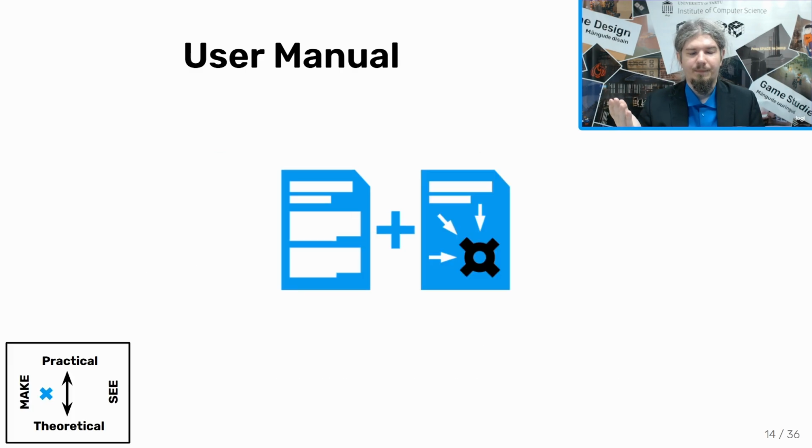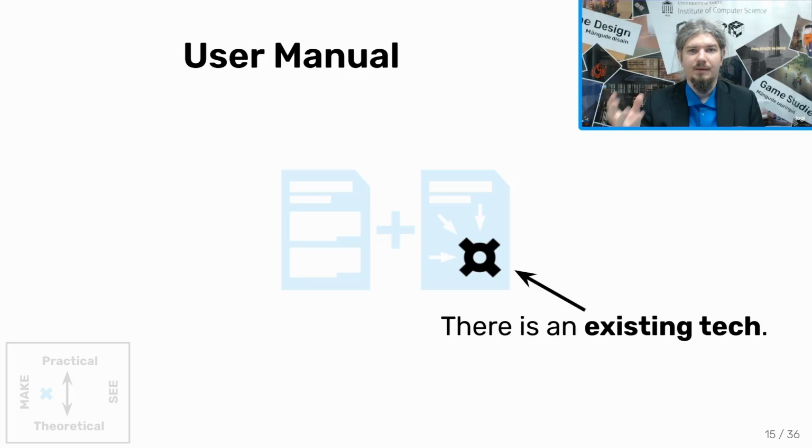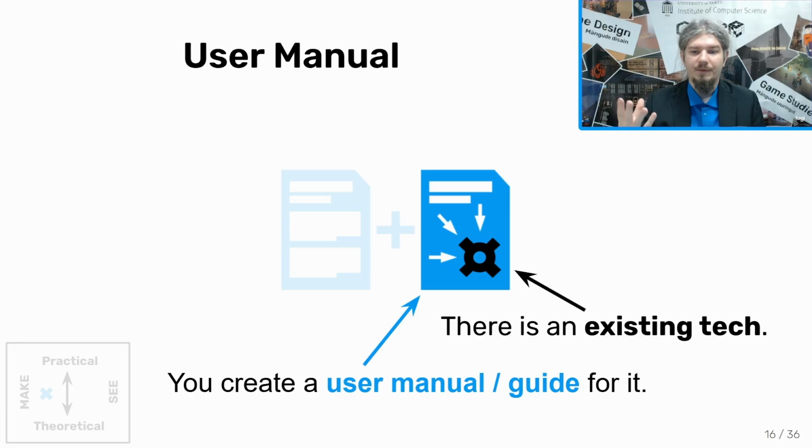A very similar type is the user manual or guide. Here there exists some existing technology. It can be a new API, it can be some software product, it could even be a challenge that other people face. Now you write a user manual or a guide to use that technology or to overcome that challenge.